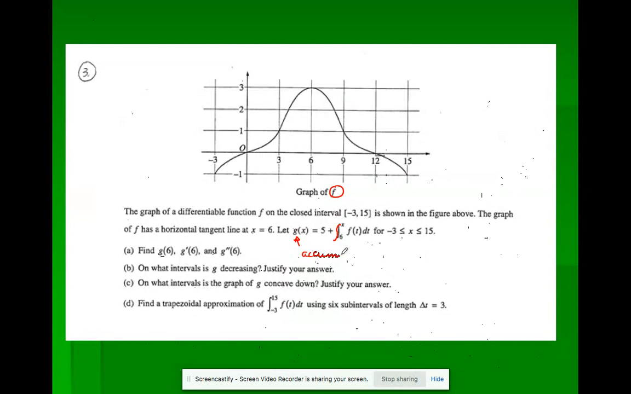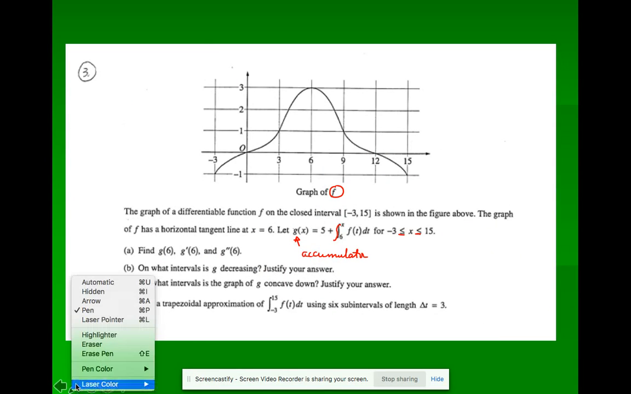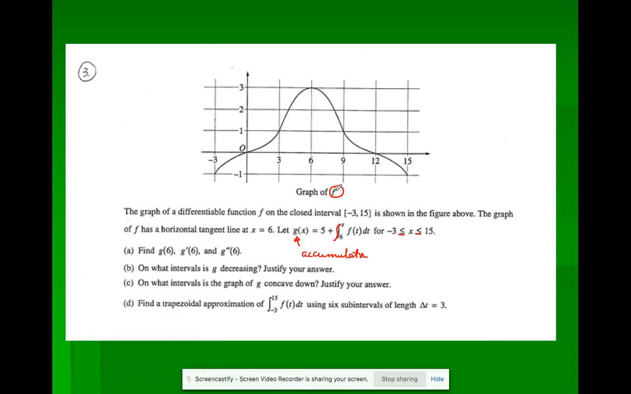This is the accumulator function. It includes endpoints from -3 to 15. And the graph I'm accumulating integral values under is the graph I see. This is the derivative of the accumulator G. Notice this little twist, 5 plus an accumulator. Also notice, where do you start accumulating values from?